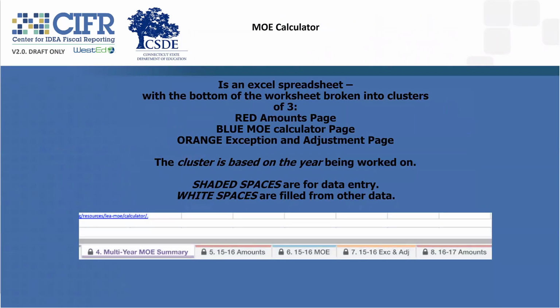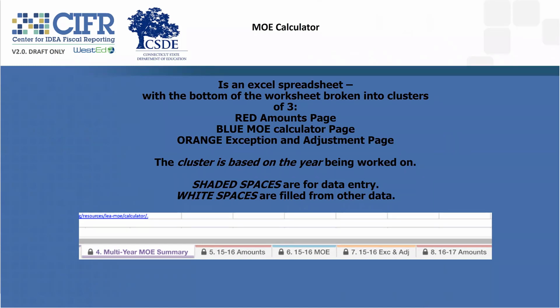The MOE calculator is an Excel spreadsheet. That's all it is. It's a complex Excel spreadsheet. And at the bottom of the sheet, it's broken down into clusters of 3 worksheets related to the fiscal year that's being worked on. The worksheets are further referenced throughout the calculator by color code for the purpose of the tab. So all red tabs are amounts pages. Blue tabs are an MOE calculator page, which means it takes information from the amounts page that you put in there and does comparisons to the summary page, and then maybe pulls in any of the orange tabs throughout the calculator, which are your exceptions and adjustment pages. It does all of those comparisons for you from the information that you place in it.